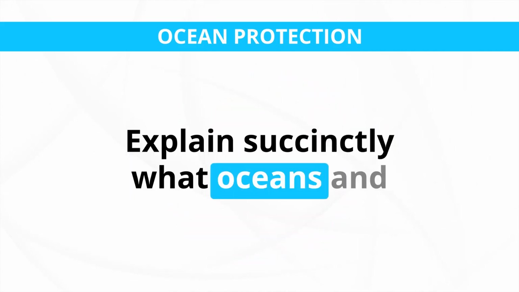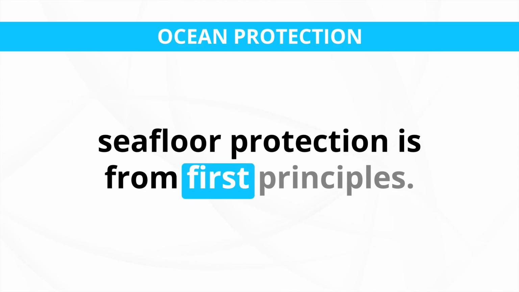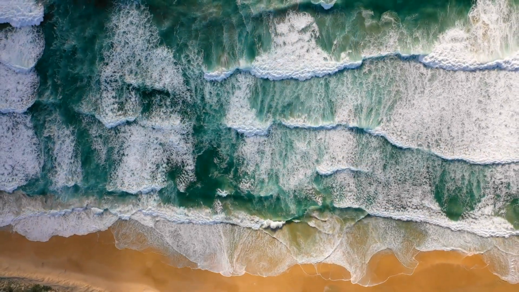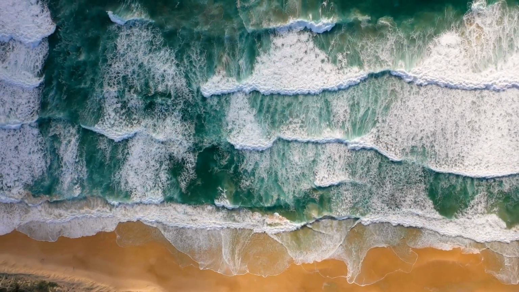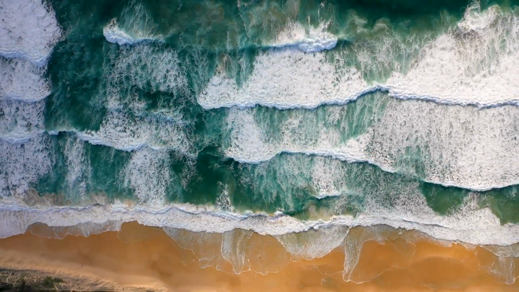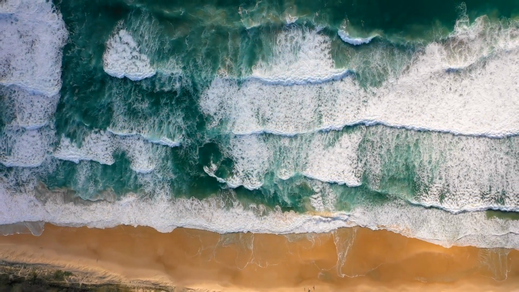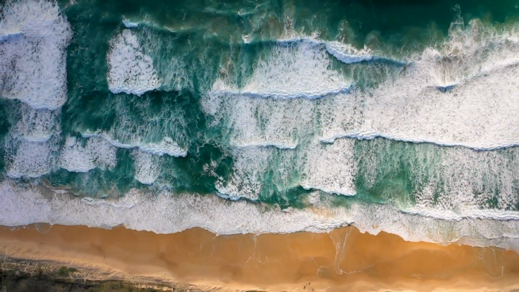Explain succinctly what oceans and seafloor protection is from first principles. Ocean protection means protecting the ocean against the negative impacts of human activities. Sometimes this means setting up areas in the ocean where no fishing or other actions are allowed, such as mining or dredging. These are called marine protected areas.